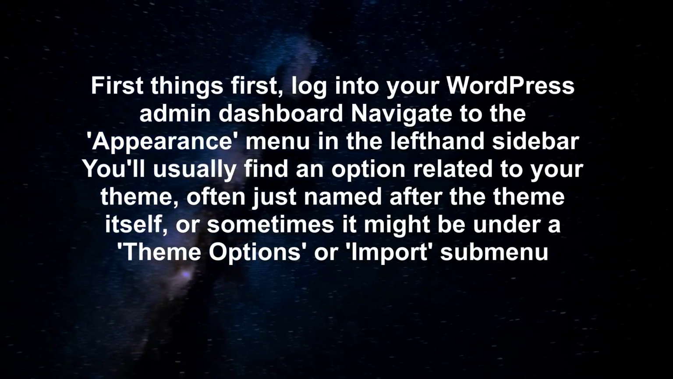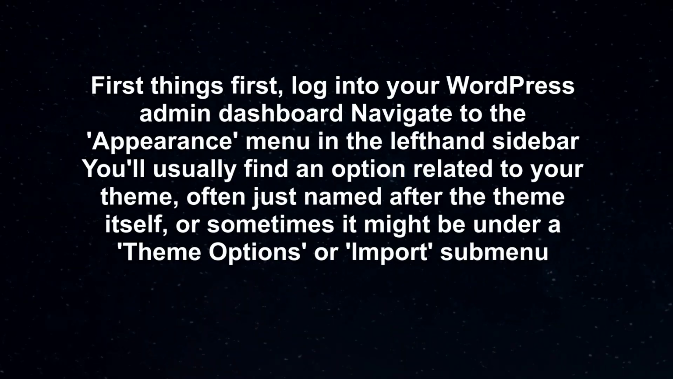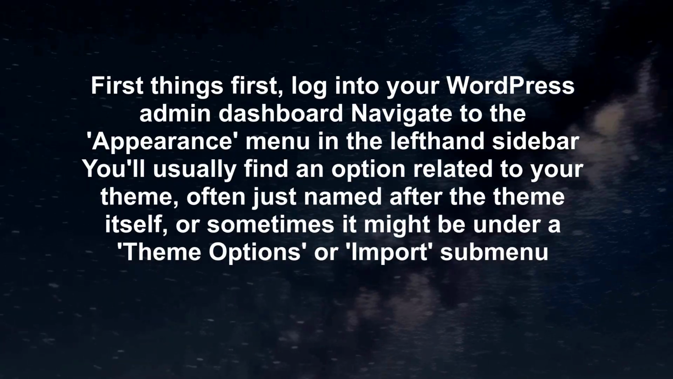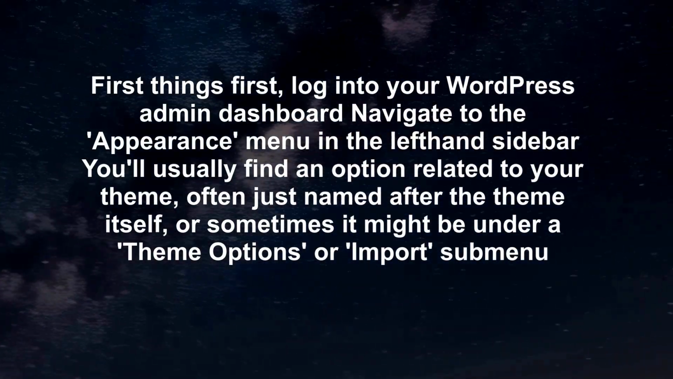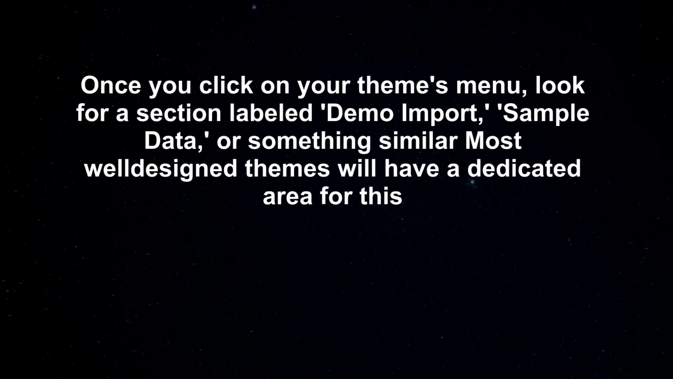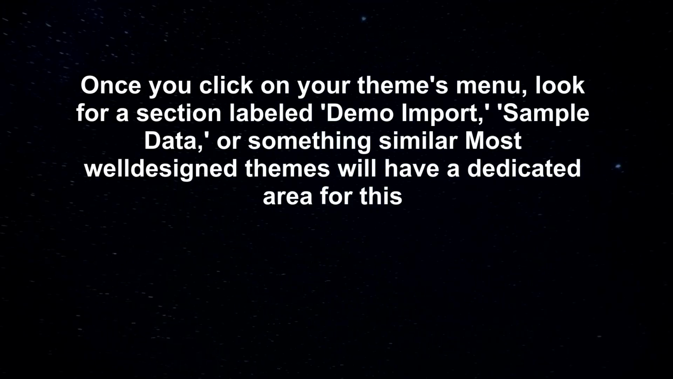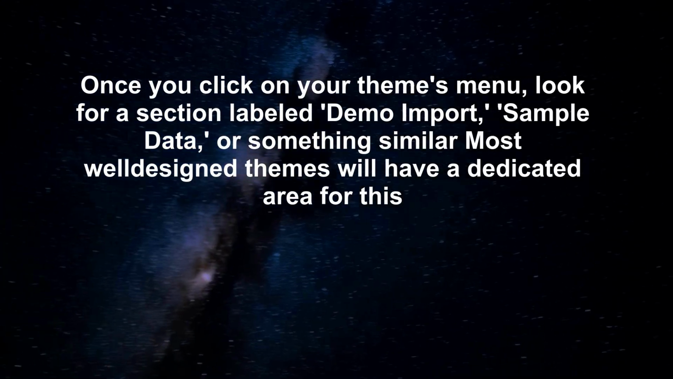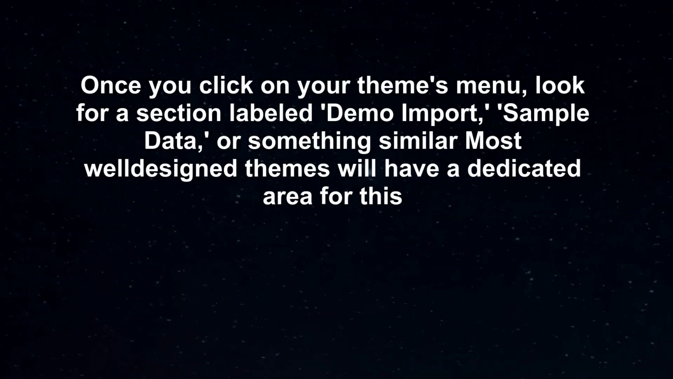Navigate to the Appearance menu in the left-hand sidebar. You'll usually find an option related to your theme, often just named after the theme itself, or sometimes it might be under a Theme Options or Import submenu. Once you click on your theme's menu, look for a section labeled Demo Import, Sample Data, or something similar. Most well-designed themes will have a dedicated area for this.